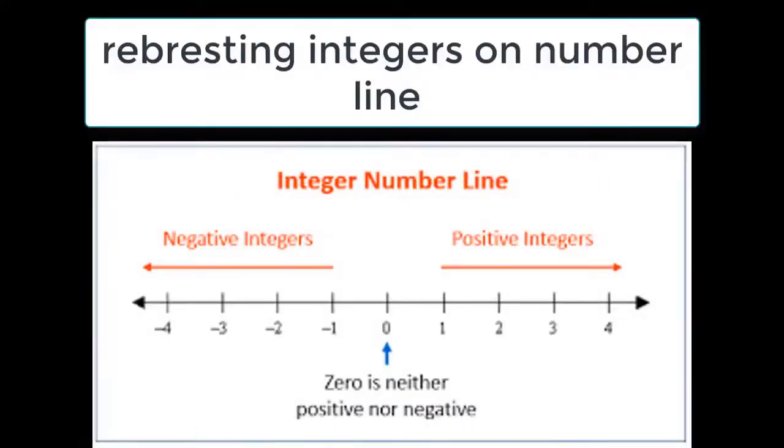Representing integers on a number line, as shown in this picture, 0 is the center because 0 is neither positive nor negative. At the right of 0 we have 1, 2, 3, 4, the positive integers. At the left of 0 we have negative 1, negative 2, negative 3, which are the negative integers.